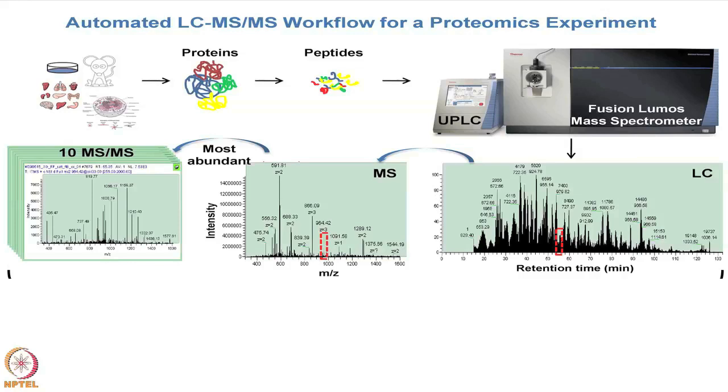So to make that automated workflow happen, you're going to start out with a source of material, which could be tissue, could be cell lines. You're going to extract that into proteins. Then we most often will digest the proteins into peptides. The peptides then go into a mass spectrometer, and then this automated system does three basic steps.